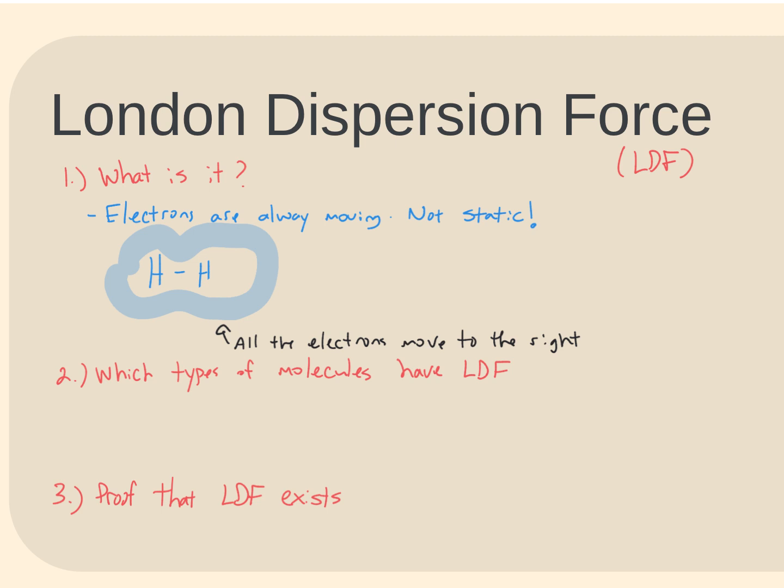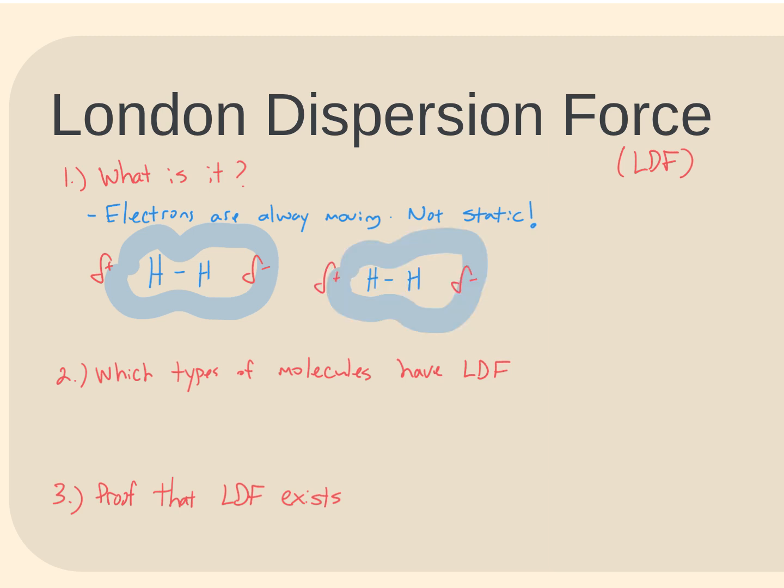At any moment in time, hydrogen may have its electrons, due to random electron movement, all on this side. And for a moment in time, because all the electrons are on this side of the hydrogen atom, we get a partially negative charge. It's not a full negative charge because there's not more electrons over here than over here, but partially negative. We use this symbol for partial negative, and that means if this side's partially negative, then the other side is partially positive.